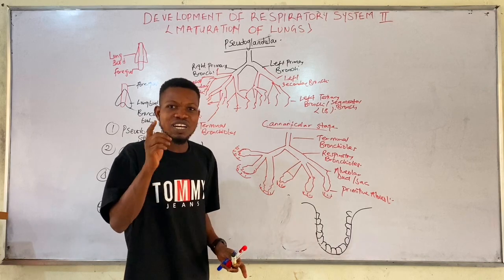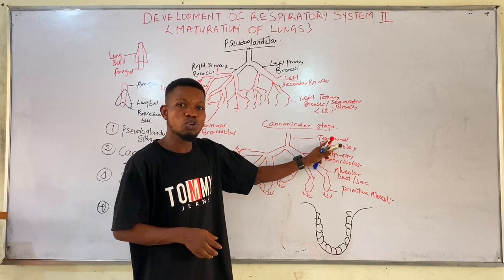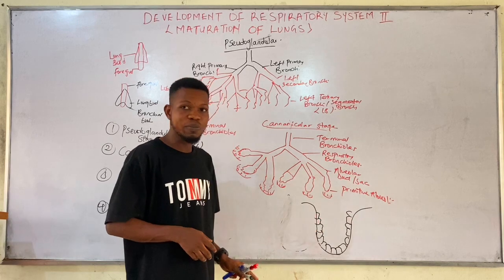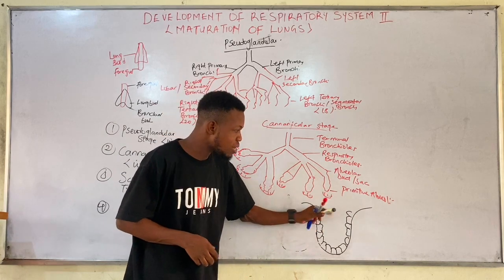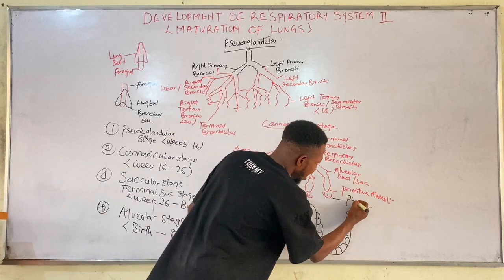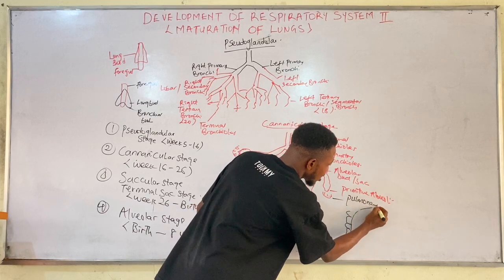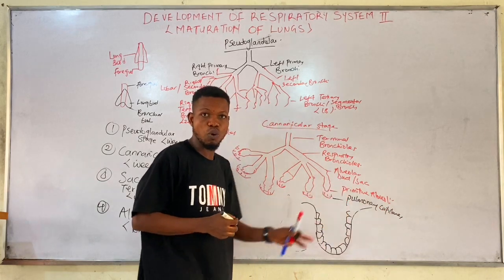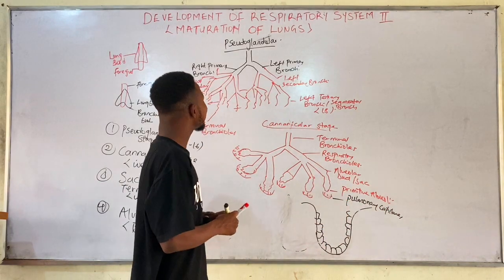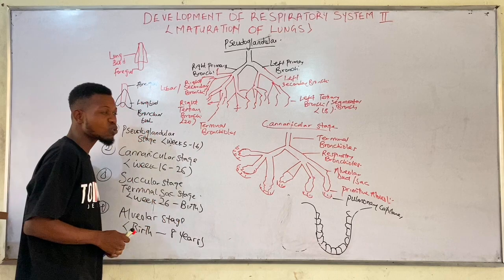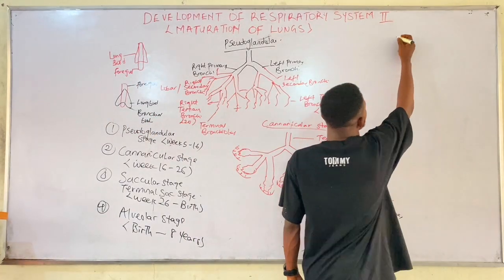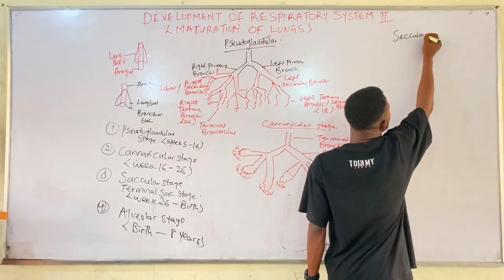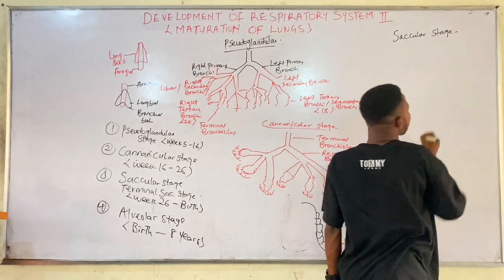And it is at the canalicular stage that we have the terminal bronchioles becoming the what? Primitive alveoli. Then we also have the pulmonary what? Capillaries. Yes, these are the pulmonary capillaries, that are going to feed blood into the primitive alveoli. Now the next stage is what we call the saccular stage. Yes, the saccular stage, also called the terminal sac stage.